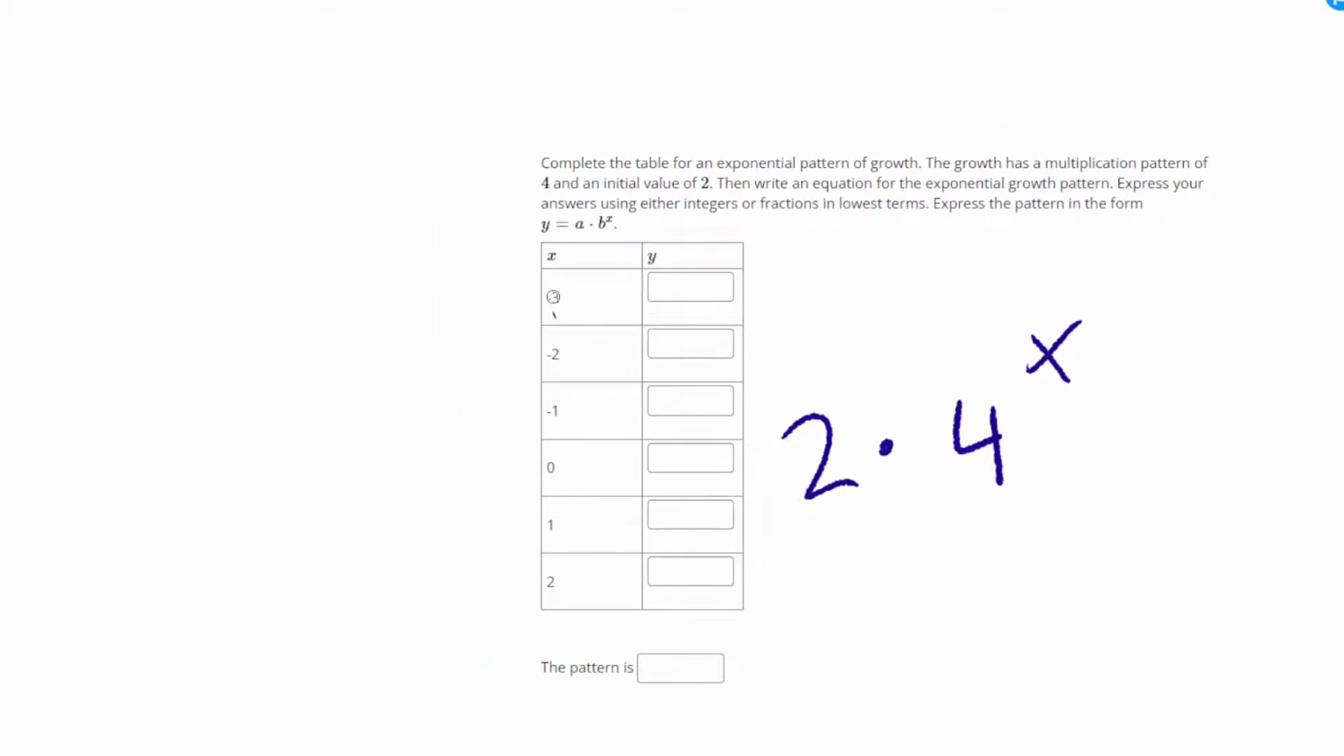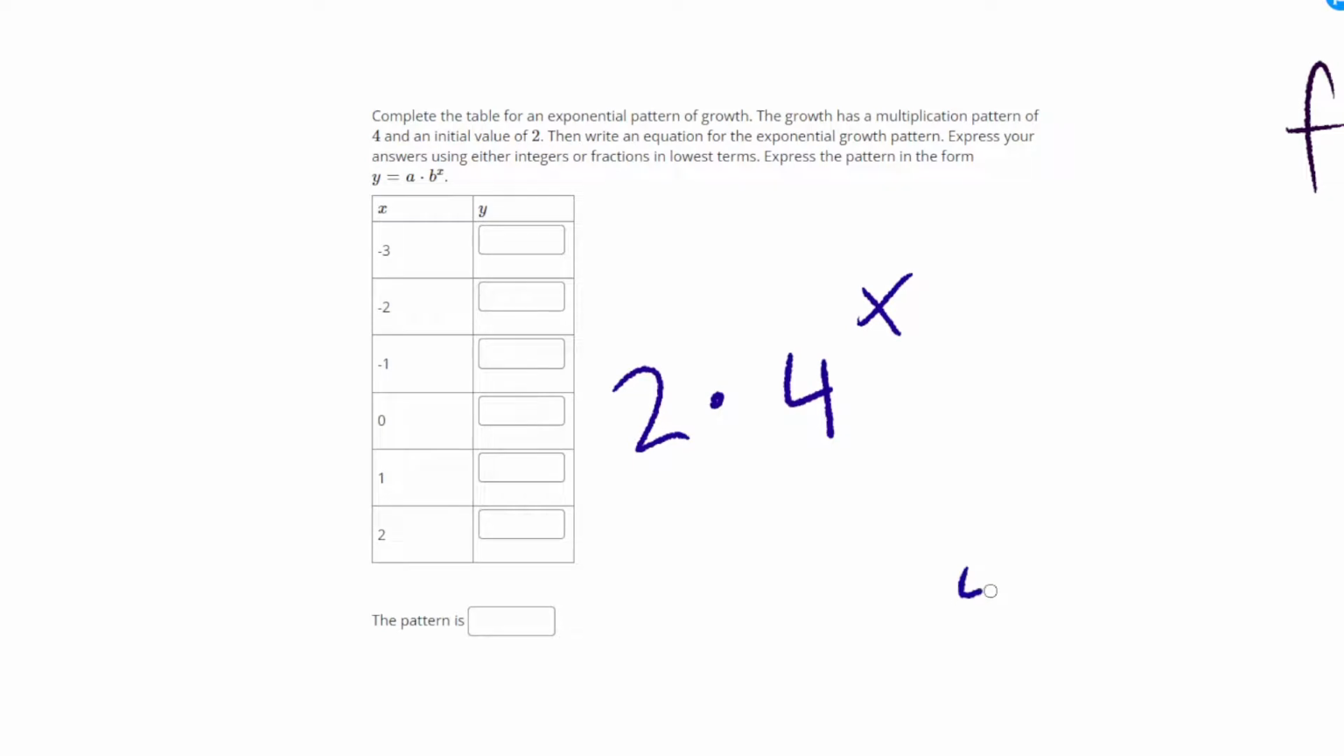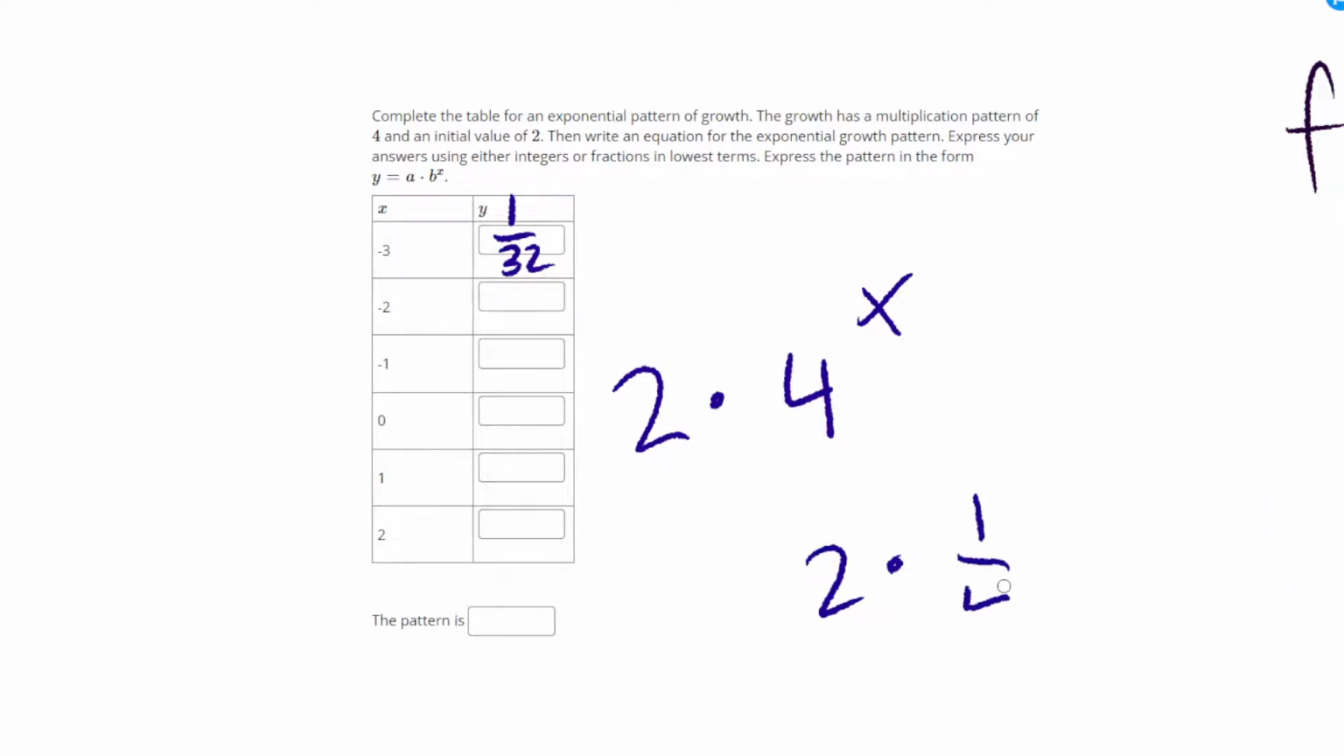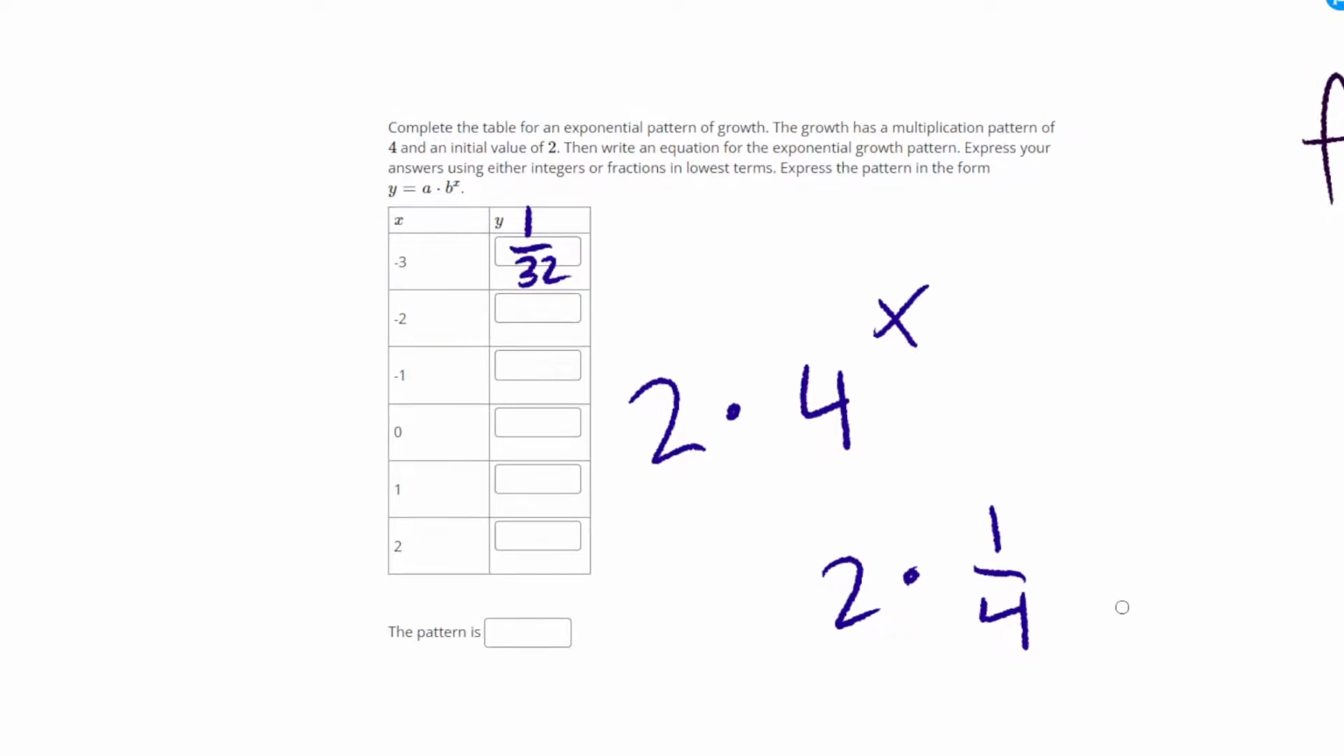So if we plugged in negative 3 for this, we would have 4 to the negative 3, which is the same as 1 over 64, and then times 2, which is 1 over 32 when we reduce. So 1 over 32. Negative 2 is going to be 2 times 1 over 16, and that will turn into 1 over 8. Negative 1 is going to be 2 times 1 over 4, which is going to turn into 1/2.